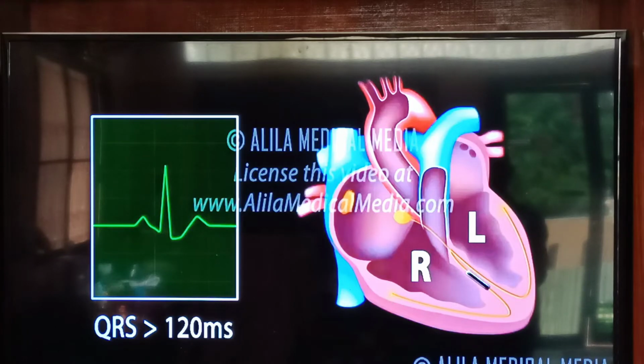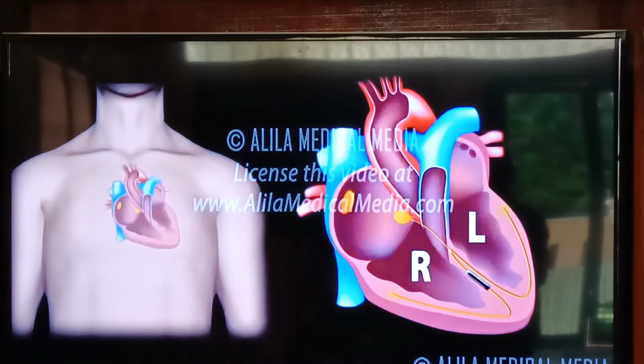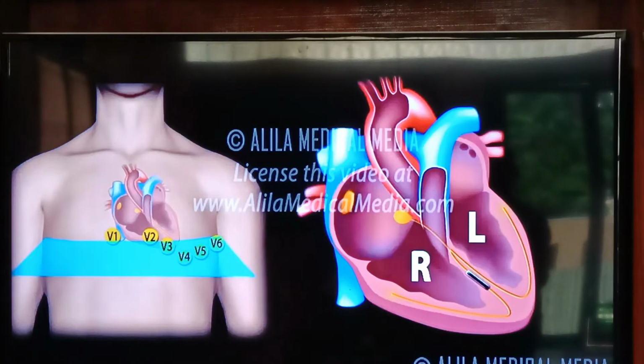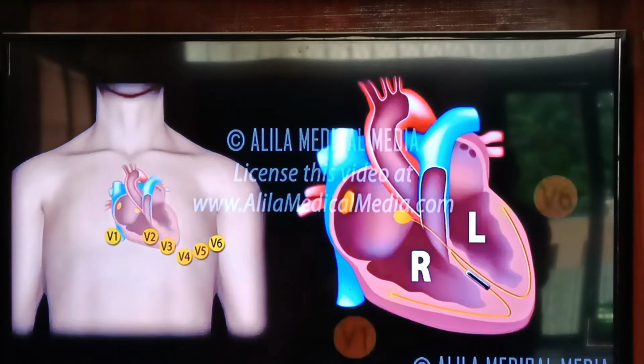Left and right bundle branch blocks are diagnosed and differentiated by looking at ECG recordings obtained from the chest leads, which register signal movements in a horizontal plane. Of these, the most useful are leads V1 and V6, as they are best located to detect impulses moving between the left and right ventricles.